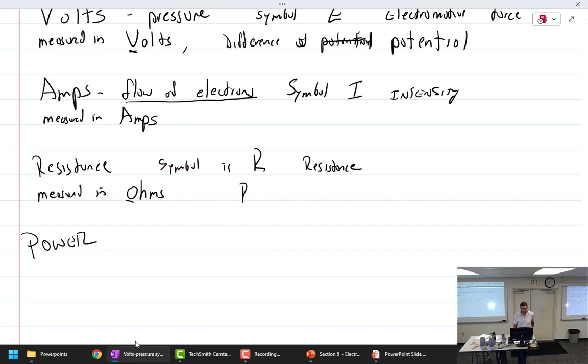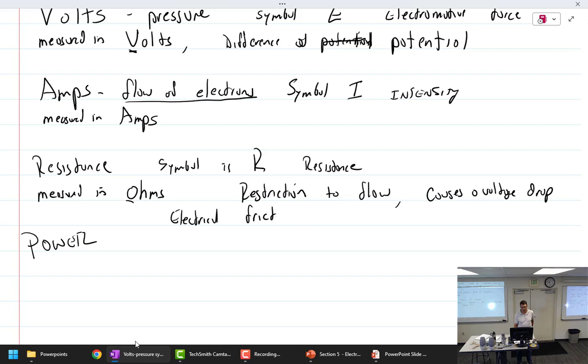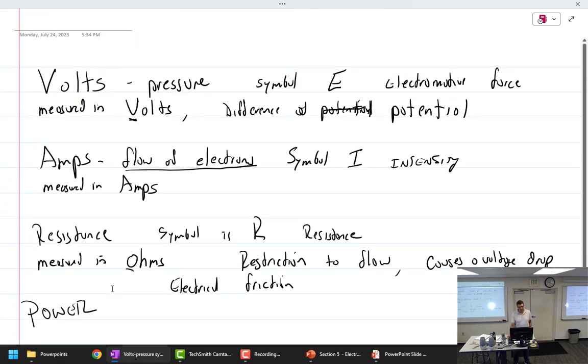Ohms is restriction to flow. It causes a voltage drop, which will mean something in a little bit. You can also think of it as electrical friction. Electrical friction. And we'll come back around to power later. I think we've got enough right there. So we have volts, amps, and resistance. Those are going to be our big things that we're working with.